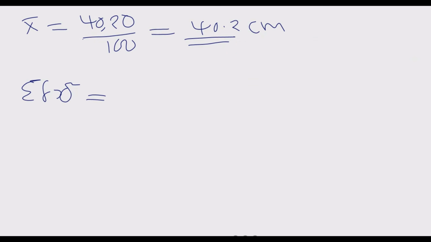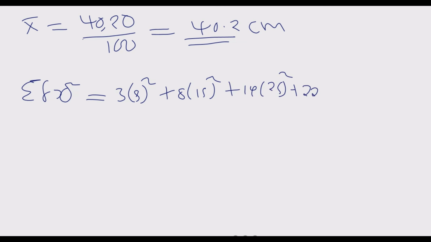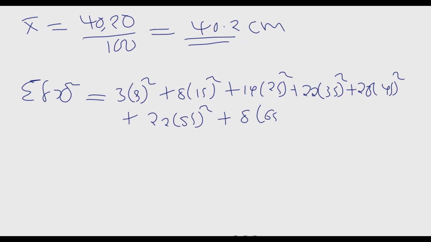So we're going to start with 3 multiplied by 5, we square the 5, then plus 8 multiplied by 15, we square the 15, then plus 14 multiplied by 25, we square, then plus 22 multiplied by 35, we square it, then plus 23 multiplied by 45, we square 45, then plus 22 multiplied by 55, we square that, then plus 8 multiplied by 65 squared. Once we do that, we can start adding this.